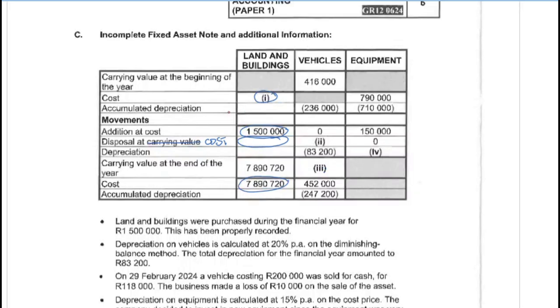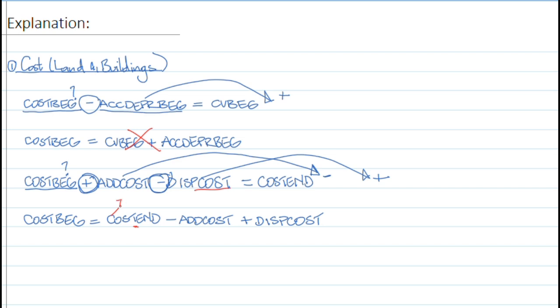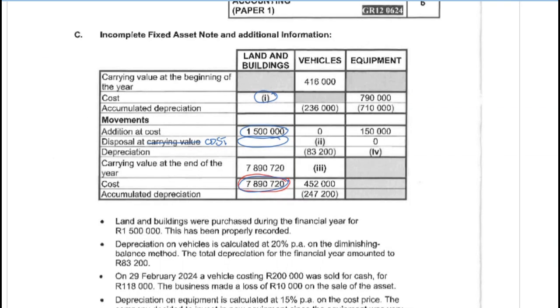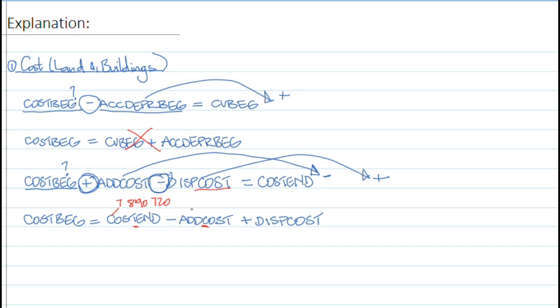Yes, we do. The fixed assets note shows us that the cost at the end of the year is 7,890,720 rands. Do we have a value for additions at cost? Yes, we do. In the fixed assets note, we can see that additions at cost is 1,500,000 rands. Do we have a value for disposals at cost?